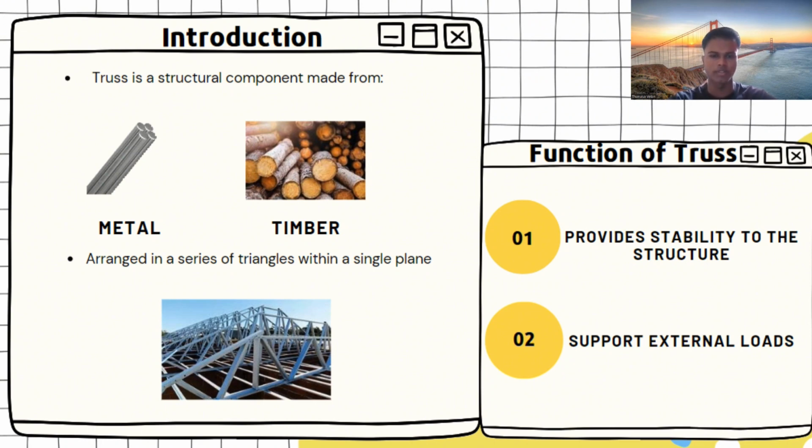A truss is a structural component typically made from straight pieces of metal or timber, strategically arranged to form a series of triangles within a single plane. This configuration provides stability to the structure, enabling it to withstand substantial external loads over a considerable span. The individual elements of a truss primarily endure axial tension or compression stresses.